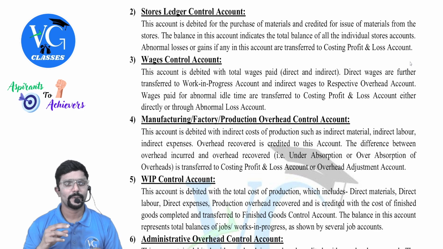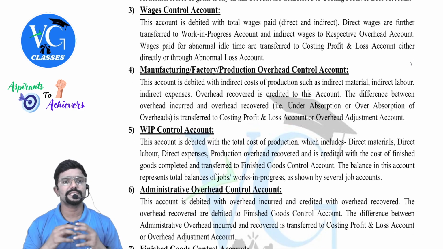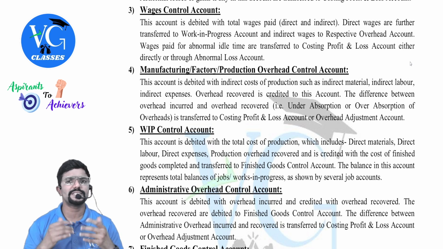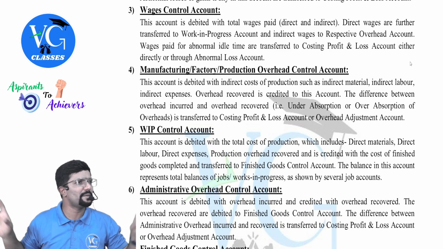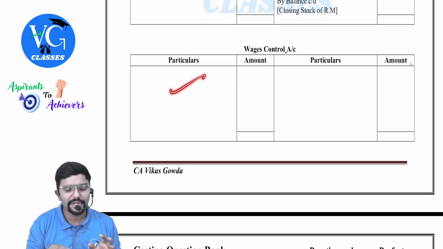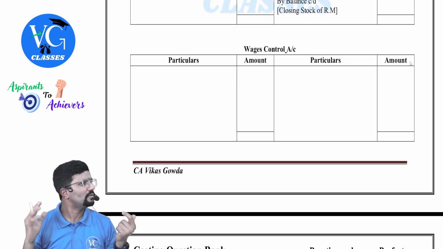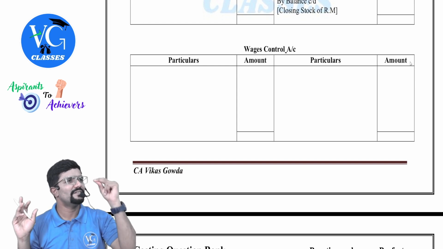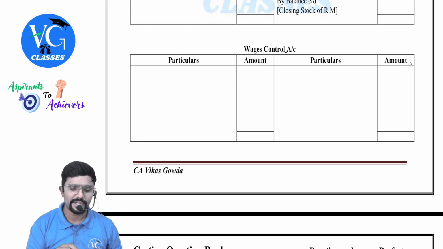Next, coming to wages control account. This account is debited with total wages paid, whether it is direct or indirect. We will record it on the debit side. Sir, is there a separate entry? No, only one entry. Whether it is direct or indirect, only one entry. Okay, sir.